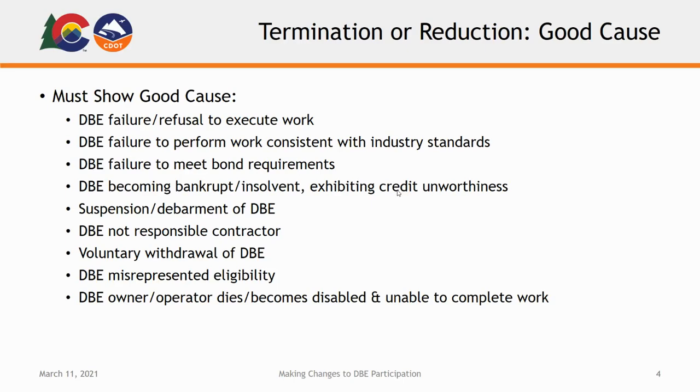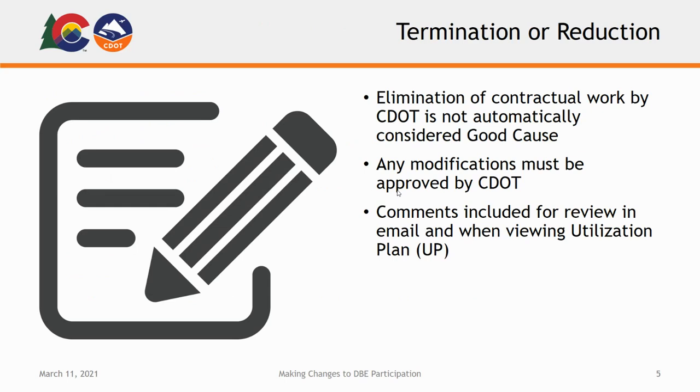This is not an exclusive list of what is considered good cause for a termination or reduction of work, which is why each request is reviewed by CDOT individually. It should be noted that elimination of contractual work on the part of CDOT is not automatically considered good cause for a reduction or termination request. Because the contract goals are set per project, if CDOT eliminates an area of work, both the goal and commitments of the contract still remain in place. Any modifications to work commitments, including any need for a waiver of goal requirements, must be approved by CDOT. Any comments on the contents of the utilization plan and the requested changes will be included for your view in both the email and upon viewing the returned utilization plan in the B2G Now system.